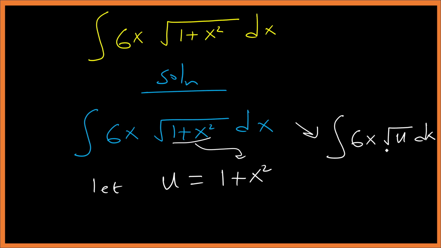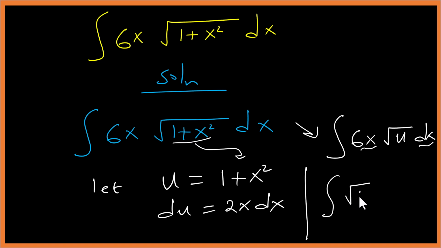Remember, we can't do the integration because we have different variables here: we have u, x, and then the dx. So let's make it u throughout. Let's differentiate this side: du will be 2x dx. Now remember we have 6x dx here, so we can write this as the integral of square root of u times 6x dx.